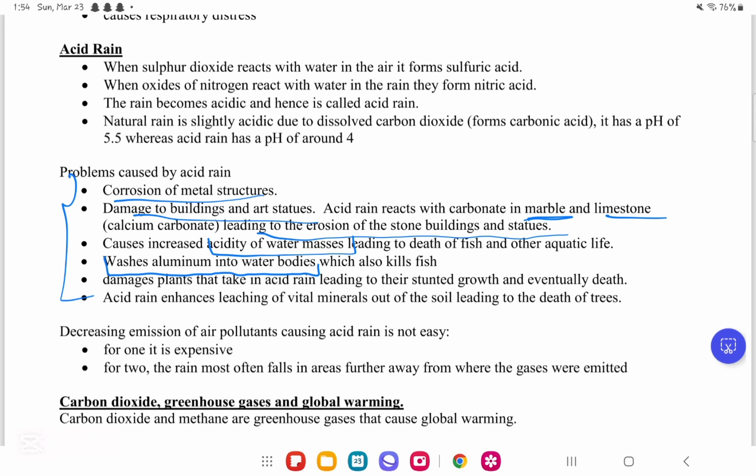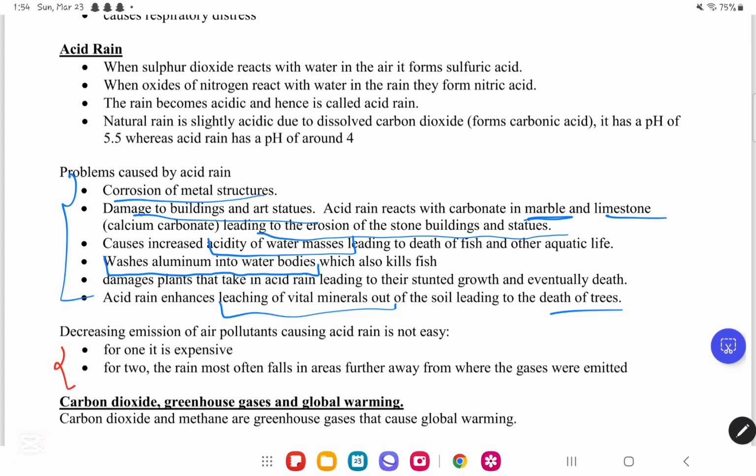And finally, acid rain enhances leaching of vital minerals out of the soil. So leaching means that they will go out of the soil into bodies of water, and because the soil doesn't have these minerals anymore, it will cause the death of trees. So in general, yes, it's very dangerous.